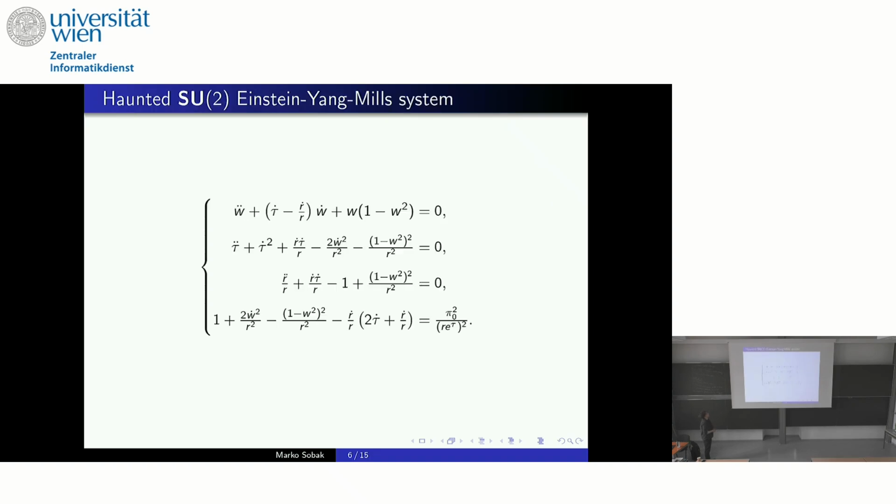Right, and then you can immediately spot 2 trivial solutions to the equations, or at least if you only focus on the Yang-Mills equation for now. You can see immediately that if W is either constantly equal to plus minus 1 or constantly equal to 0, then this one is automatically solved. And then it turns out that the other equations also can be solved explicitly.